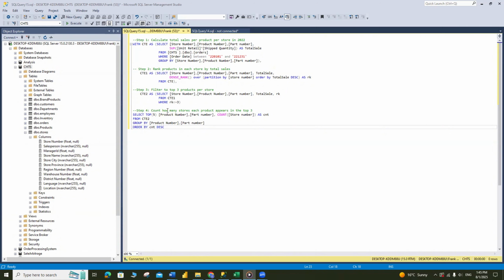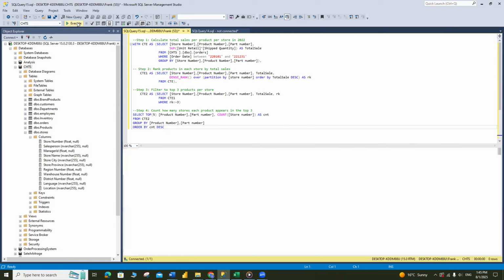Step 4. Count how many stores each product appears in the top 3. This final query counts how many different stores each product appears in the top 3 list. Then we select the top 5 based on this count. The column CNT shows the frequency, how often the product ranked top 3 across stores. So, a higher CNT means the product is consistently performing well.